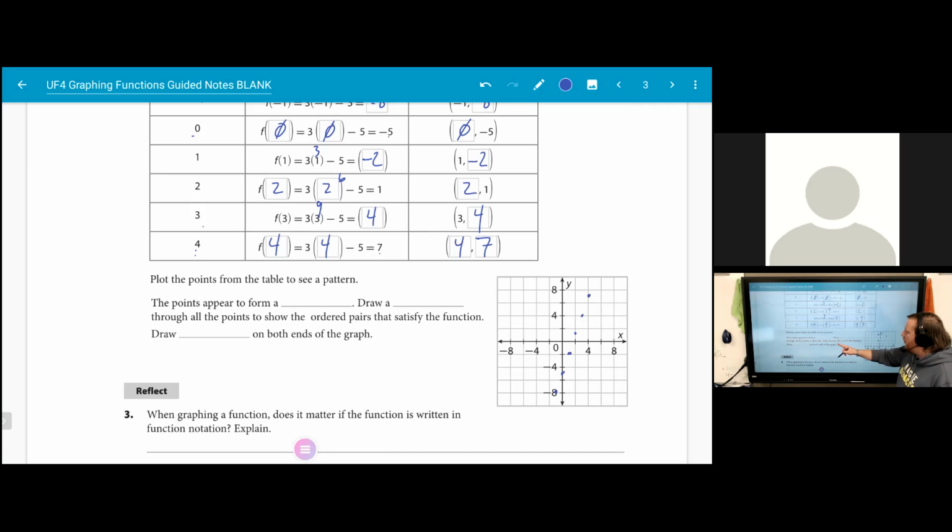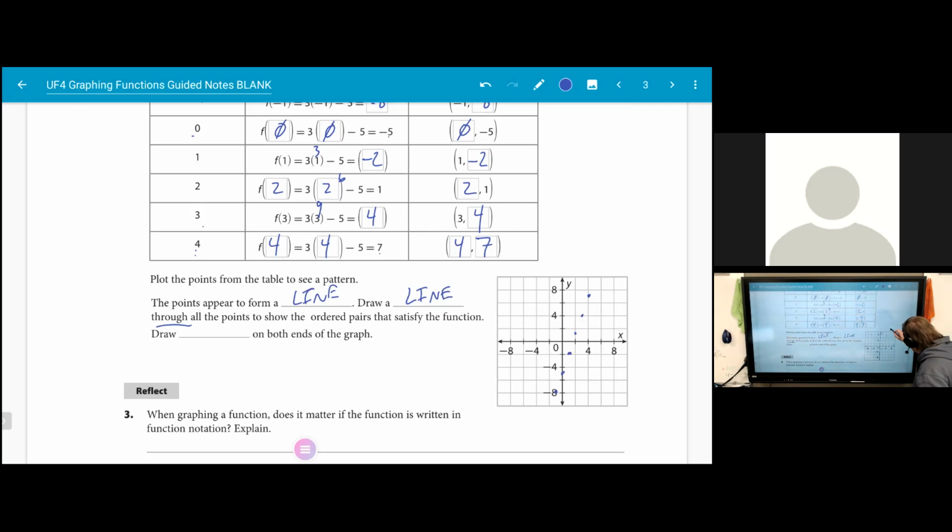Now, these appear to form a line. Again, we are plugging these in. We didn't say that these are all the x values, all the inputs that exist to get outputs for. We were just trying to find example inputs because we are graphing on the entire domain of real numbers. They appear to form a line. In this case, because it didn't give you a specific domain, we're going to draw a line, again, through all the points.